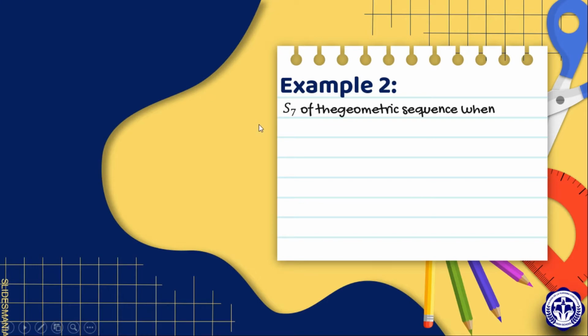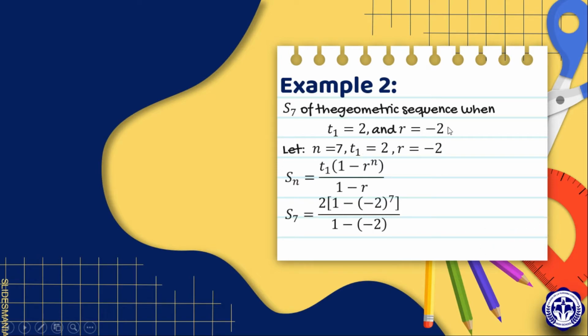We are going to determine S sub 7, or the sum of the first 7 terms of this geometric sequence, where t sub 1 is 2 and the common ratio is -2. Now let n be equal to 7. Now t sub 1 is 2 and r is -2. Let us substitute the given values to the formula. We now have 2 times the quantity of 1 minus -2 raised to 7 all over 1 minus -2. So we are going to get again the power of -2 when raised to 7, and then we are going to subtract that from 1.